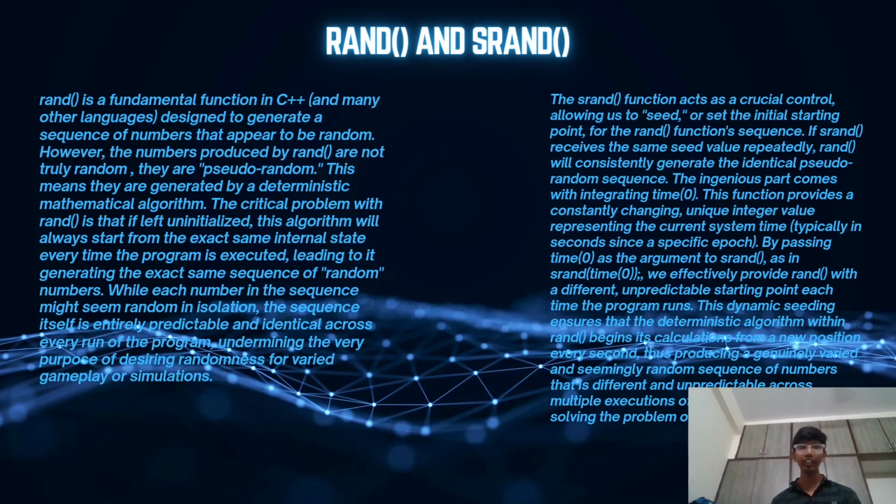So at every instant, the number of seconds passed is a unique number. So it is a seed that is seeded by srand to the rand function, and this guarantees that the set of numbers generated by the rand function will always be unique, as the seed is always unique.